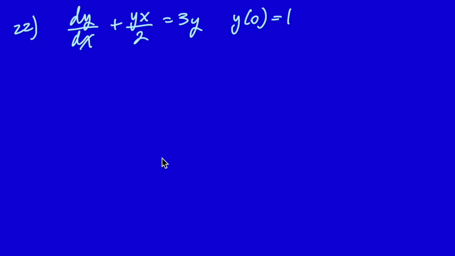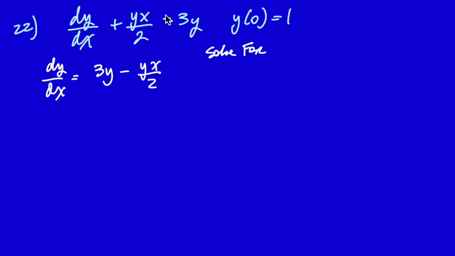For the first time in this packet, we are not solved for a rate. So let's go ahead and solve for dy dx and move that over. So that's going to give us dy dx equals 3y minus yx over 2. So therefore, we're going to solve for y, because y is in the numerator. That's going to be our y value when we plug in, and that's going to be the x value inside the parentheses.